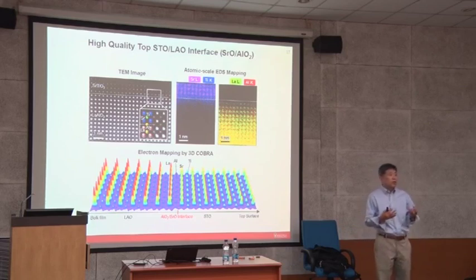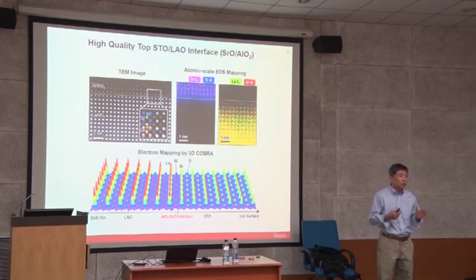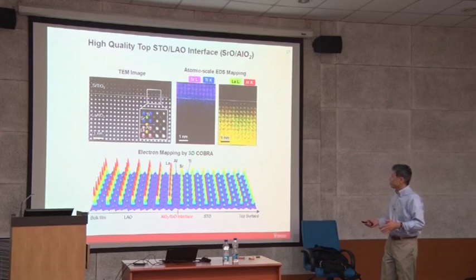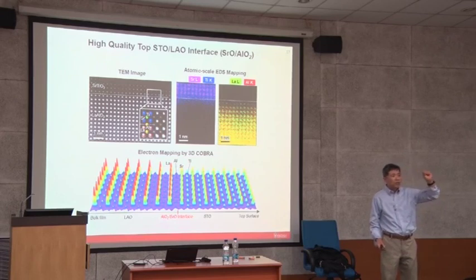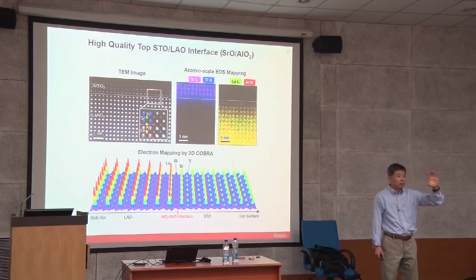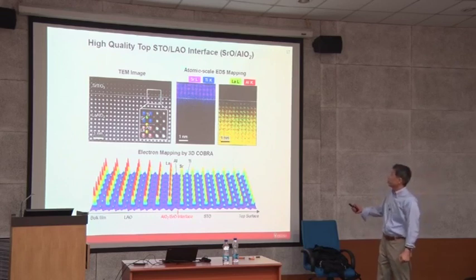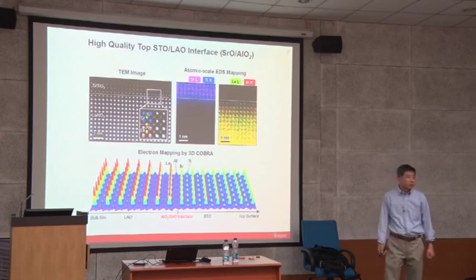This can be imaged by coherent Bragg rod analysis. It's a technique that allows you to do electron density mapping. The nice thing about this one is that you can very clearly see what kind of electron density it is. It's not really telling what kind of atom it is, but it is electron density mapping. So this one is elemental mapping based on EDS mapping, but with three-dimensional coherent Bragg analysis, we can see that. So now we confirm that this interface is really a strontium terminated surface.